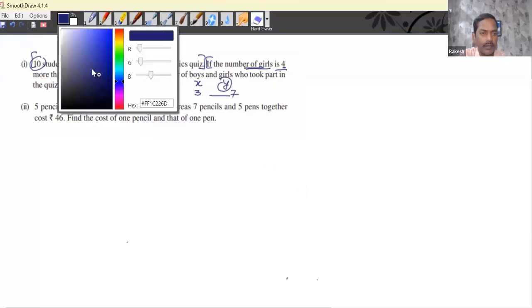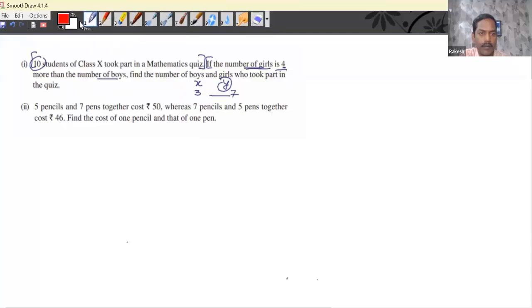Next question says that there are 5 pencils and 7 pens. Their cost is rupees 50. That means the total cost is rupees 50, whereas 7 pencils and 5 pens, their cost is 46. We have to find the cost of 1 pencil and 1 pen. How many unknowns are there? 2 unknowns.